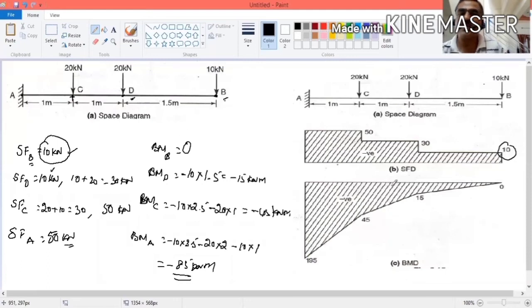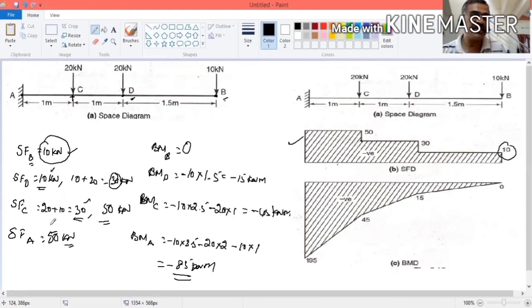So what is the shear force at point D? Up to this, the same 10. After that, it is suddenly increasing to 30 because of this 20 kilonewton load. Then uniform. I told you, in case of point load, for shear force you have to connect uniformly in between. Then it is coming to the C point uniformly. It is 30. Without that load, it was 30. With the load, it is suddenly increasing to 50. Then it is coming uniform to A point. So this is the shear force diagram.